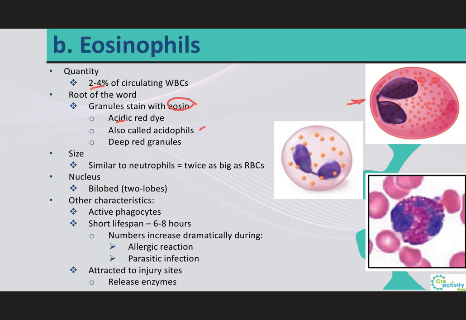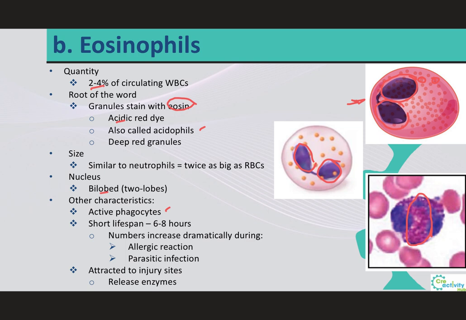With regards to their appearance, they're going to have these deep red granules, which we can see on this image over here. And their nucleus will contain 2 lobes, as represented on both of these images. And when they contain 2 lobes, we can say that they are bilobed. So this will make it very easy to identify the eosinophils. Now these cells are phagocytic cells. This means that they are going to be attracted to foreign compounds that have reacted with circulating antibodies.